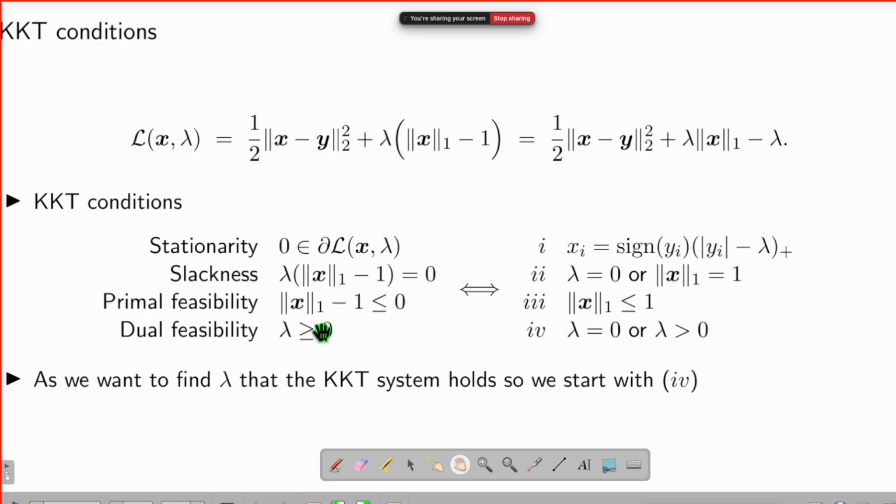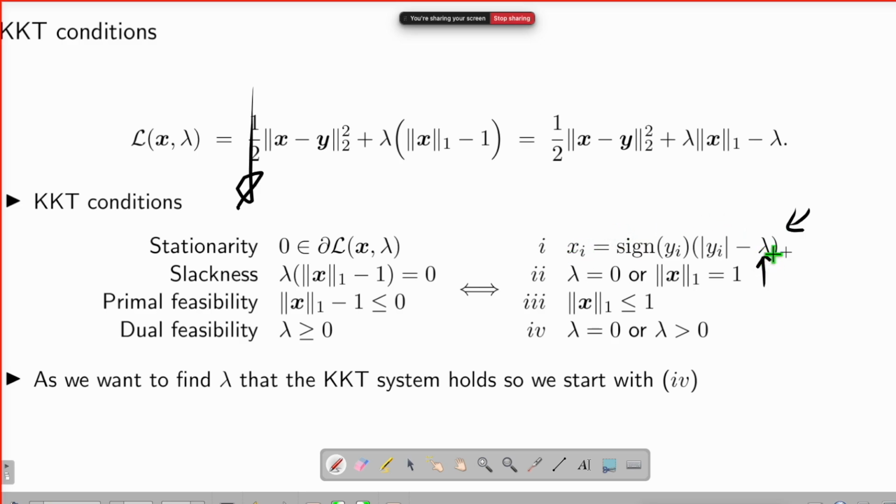And what is the 4th? Dual feasibility: lambda needs to be a positive number. Because if lambda is negative, then I have a subtraction, and how do I make this thing go down? I just make x as big as possible, going to infinity. But I can't. Therefore, lambda has to be positive. This is one explanation. Then I have 1, 2, 3, 4. These 4 sentences are called the KKT conditions. And this is the expression of how you get an x.